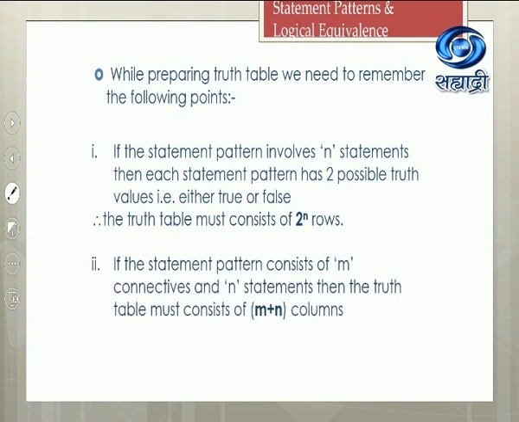And if the statement pattern consists of m connectives and n statements, then the truth table must consist of m plus n columns. So first of all, we see how many statements are given, whether 2 statements or 3 statements, and we are going to add the number of connectives to it. All the connectives, whether it is negation, implication, conjunction, disjunction, you are going to add, and you are going to decide the number of columns.